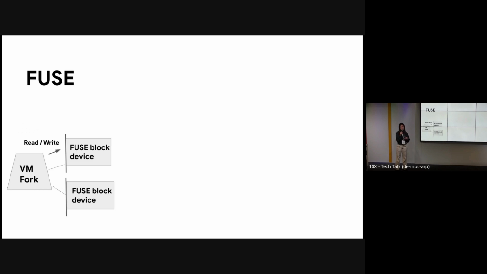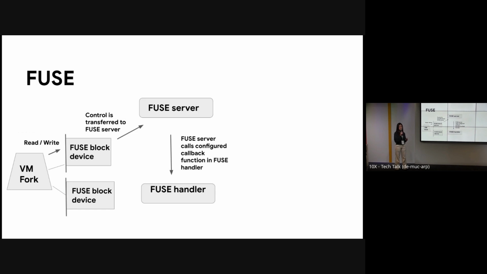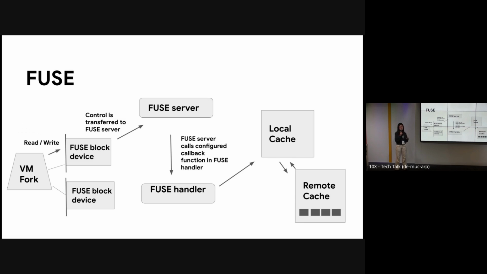And when the VM is trying to access the disk, instead of transferring control to the kernel, which would go to the disk, the kernel will transfer control to a Fuse server. The Fuse server can then be configured to call callback functions that are user implemented. So this is where we can implement our custom caching code.